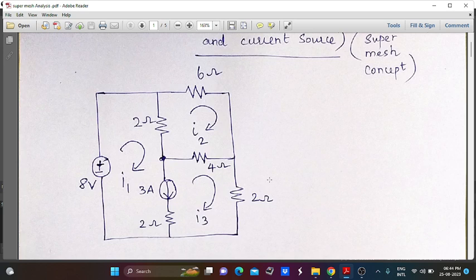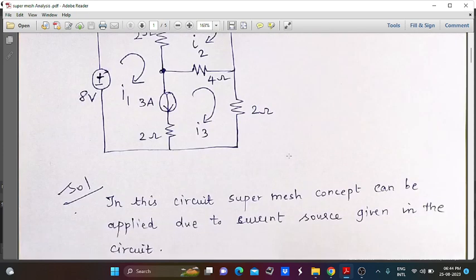So there are three meshes present in this given circuit. The first mesh consists of an 8 volt source, and 2 ohm resistors are connected here, and a 3 amp current flows through this 2 ohm resistor, that is, in between the I1 and I3 meshes. I2 is the second mesh and I3 is the third mesh. With the help of the super mesh concept, here we can find the I1 current, I2 current and I3 current.